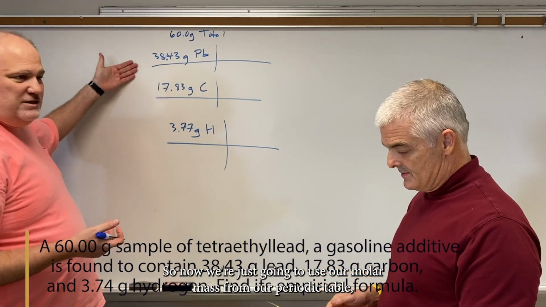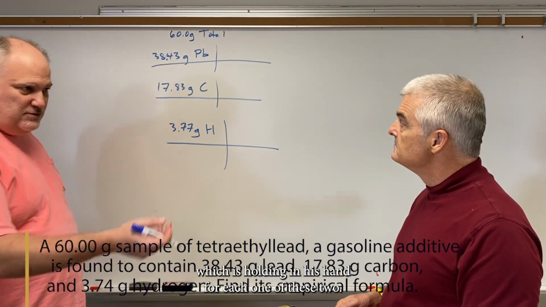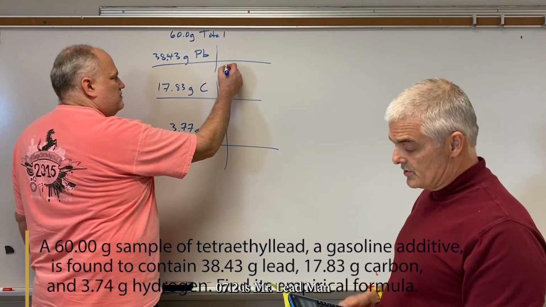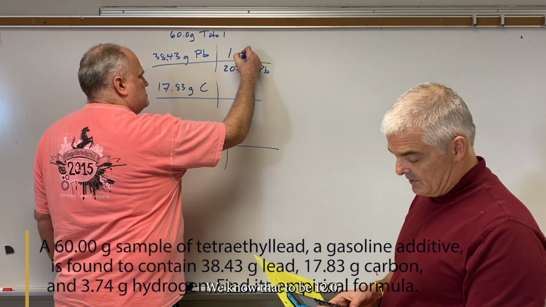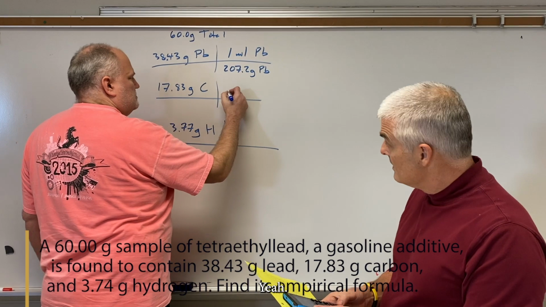Once we get to this, it's percent to mass, mass to mole, divide by small, times to the whole. So now we're just going to use our molar mass from our periodic table, which he's holding in his hand. For each one of these, 207.2 is Mr. Leadman. Carbon, we know that to be 12.0.